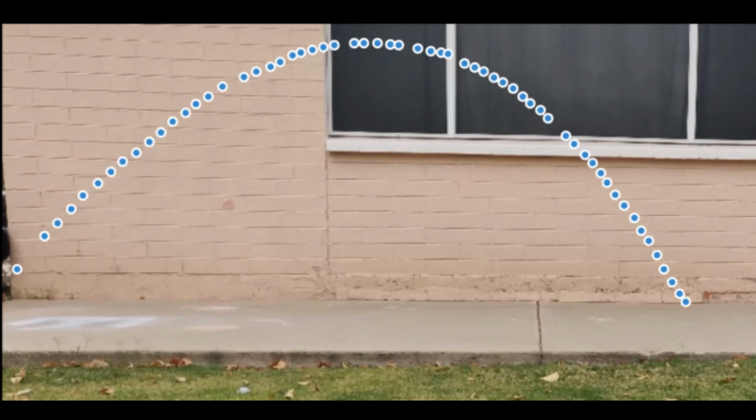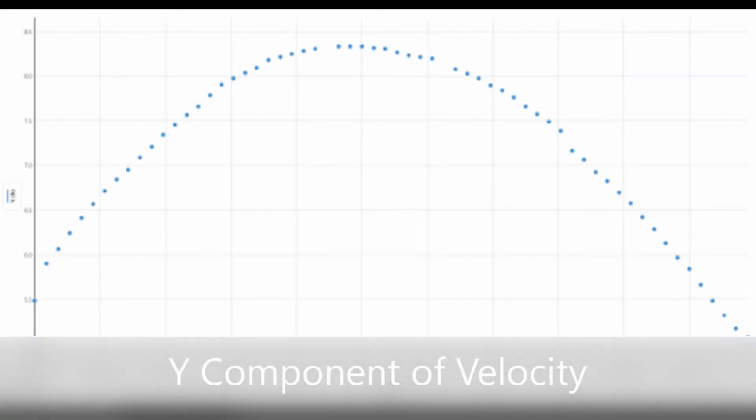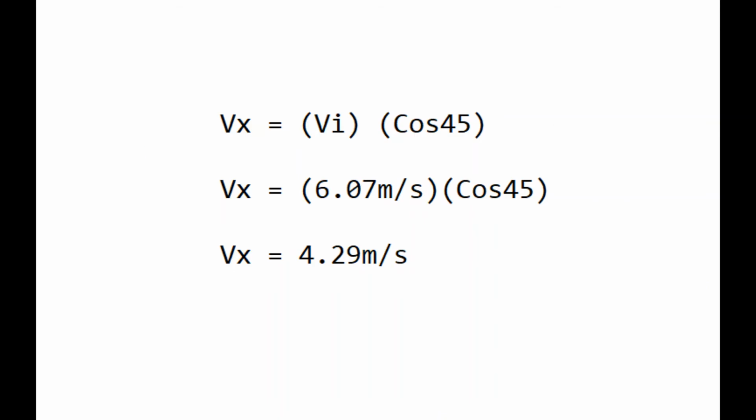We recorded the projectile in motion and used the Vernier video analysis app to analyze and determine the velocity of our projectile. Using the x position versus time graph from Vernier, we can see a constant slope indicating that there is a constant velocity in the x direction. We can also see the vertical velocity is not constant, evident by the curve of the graph. For our experiment, we used an angle of 45 degrees.